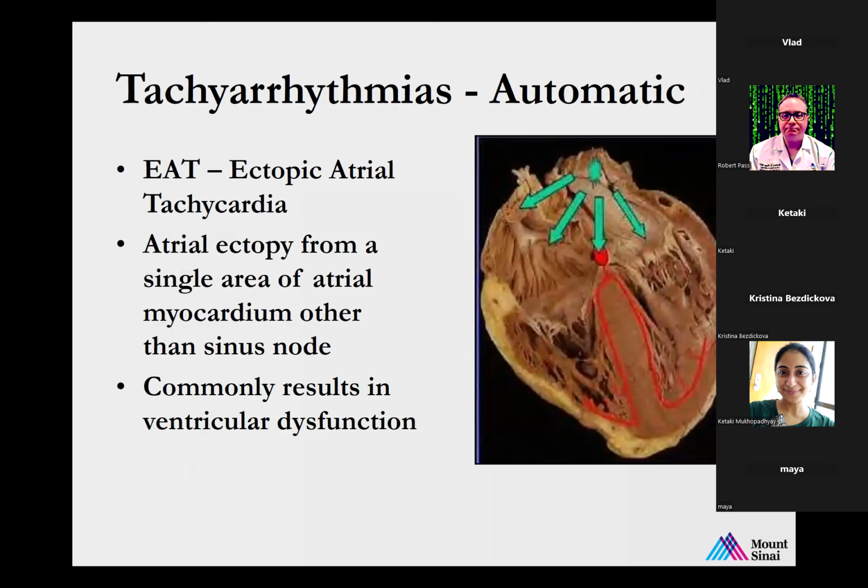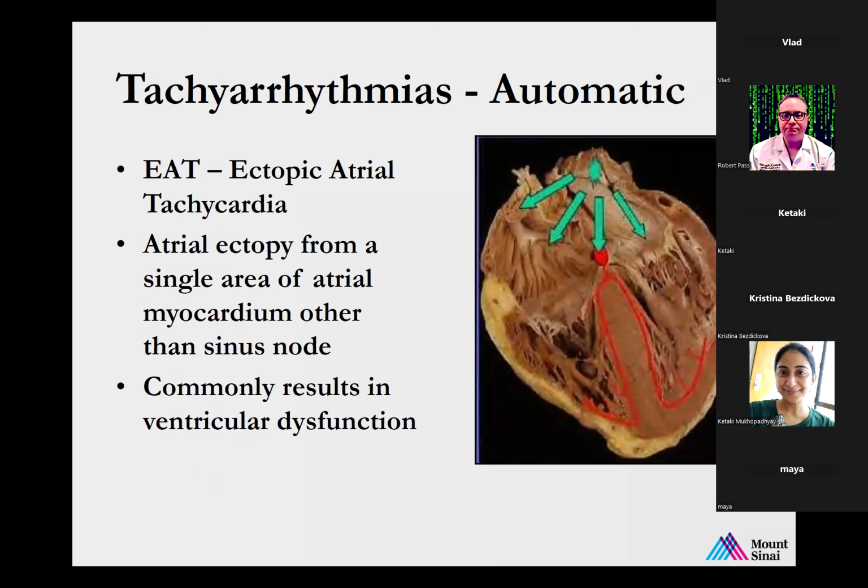And in EAT, there is atrial ectopy from a single area of atrial myocardium other than the sinus node that is beating at a rate faster than the sinus node. And we don't actually know why patients get EAT. But the most important factor or reason that we care about EAT is because it can result in ventricular dysfunction.